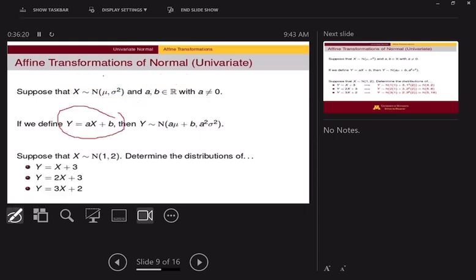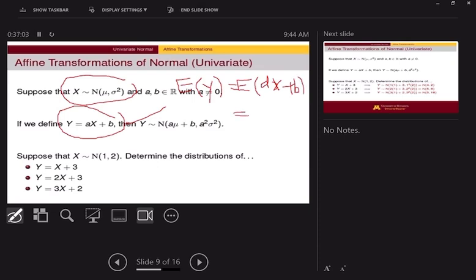Okay, I know that X follows a normal distribution and Y equals AX plus B. If I take the expectation of Y, because the way to find the mean of a random variable is to take the expected value, the expected value of Y is going to be the expected value of AX plus B. We've done this in a lower level of statistics.